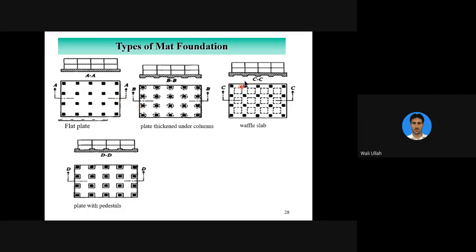Another type is the same like this, but here you have provided the beams on top surface of the mat. You see, here it was below the mat, here it is above the mat. These are pedestals. Sorry, these are pedestals. You see, below every column, you have provided a pedestal on the upside.